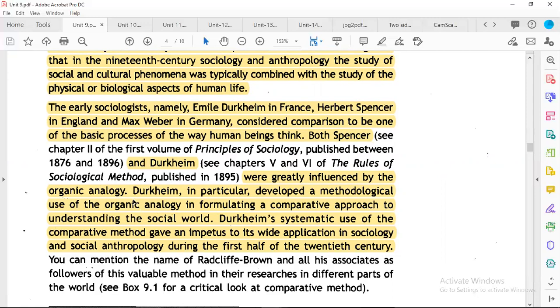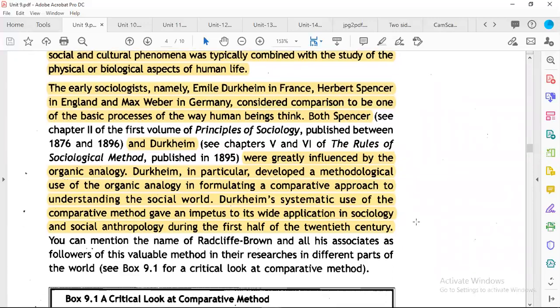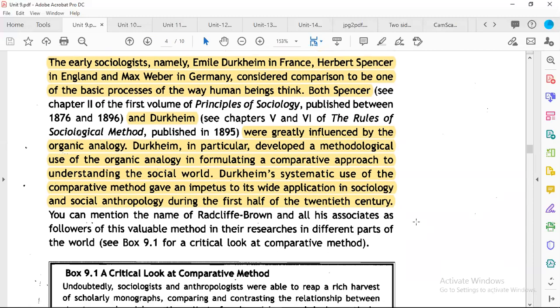Durkheim was greatly influenced by the organic analogy. Durkheim in particular developed a methodological use of the organic analogy in formulating a comparative approach to understanding the social world. Durkheim's systematic use of the comparative method gave an impetus to its wide application in sociology and social anthropology during the first half of the 20th century. So to compare society and its different parts, he used the comparative method in a systematic way, and the credit for using it in sociology in a systematic way goes only to Durkheim.